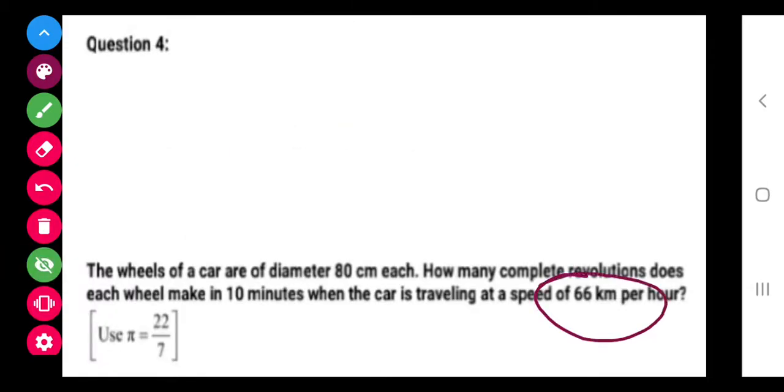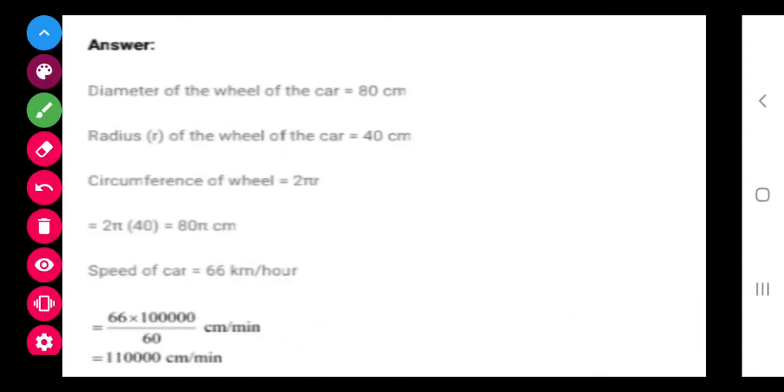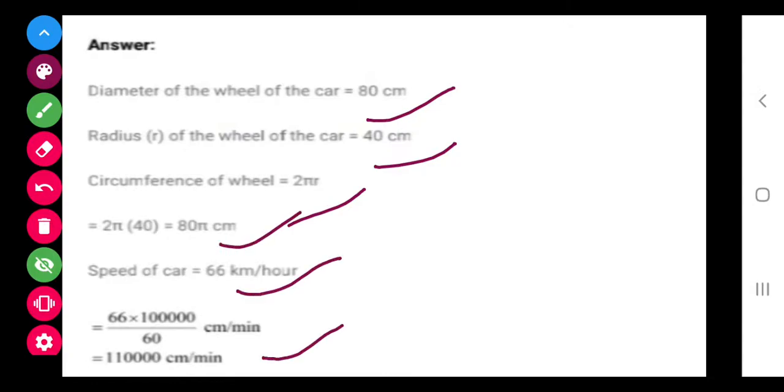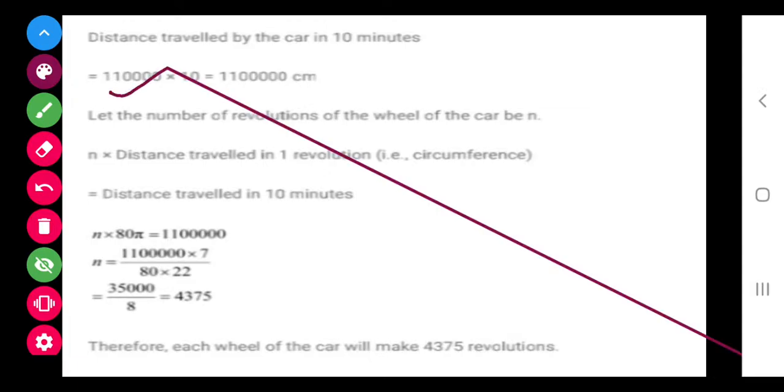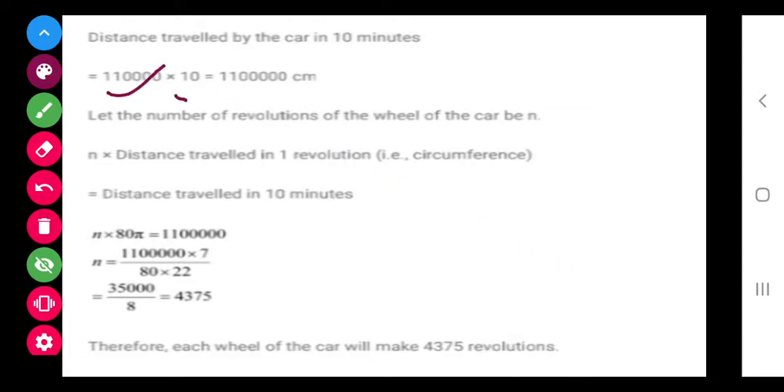Here the speed is given and time is given. So what you will do, you will find the total distance covered. So the same they have done. First of all, total distance. So class, first they have taken the radius and the circumference of that. Speed of the car is this, so speed per minute they have determined, because the time was given in minutes. So in 10 minutes, distance is equal to speed into time. So overall this much centimeter it has traveled.